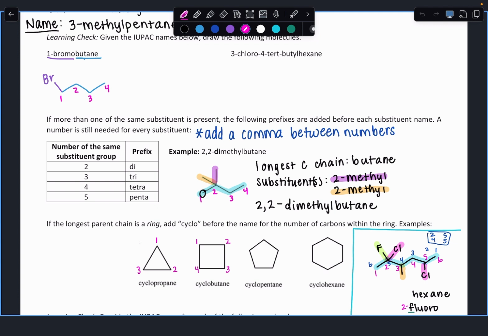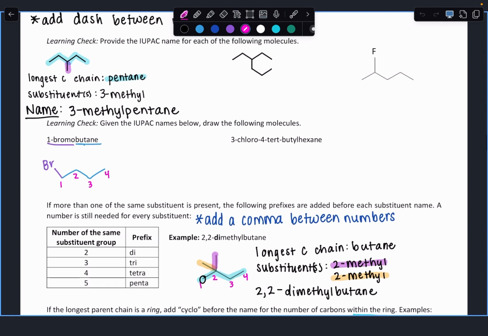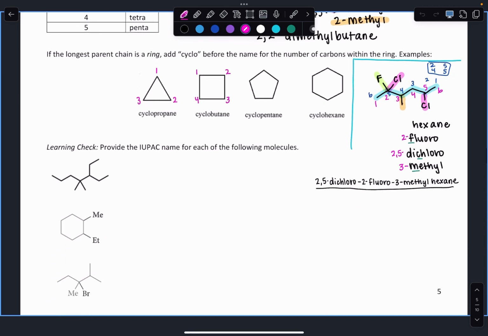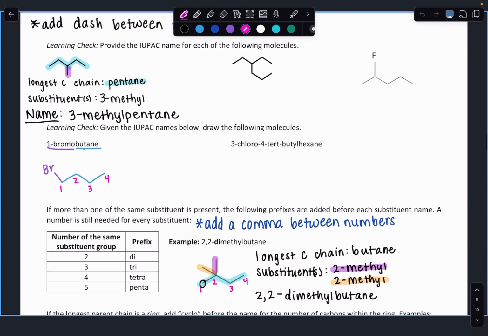So let's just take a few minutes to work on the remaining learning checks here. There's two molecules at the top. There is a name right here, 3-chloro-4-tert-butyl hexane. So you want to look for that tert-butyl group on the previous slide. And then these three at the bottom as well. So I'll give you all a few minutes to get started. Let me know what questions you have, and we can go through them one at a time or all of them in a few minutes. We'll see what works best for us.